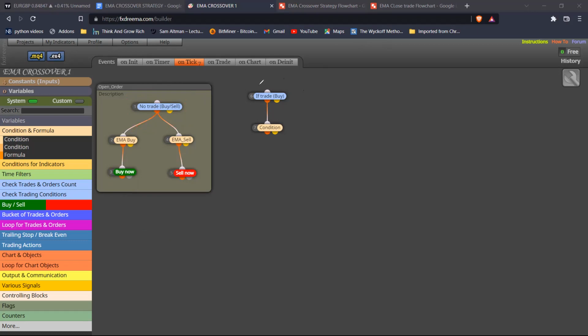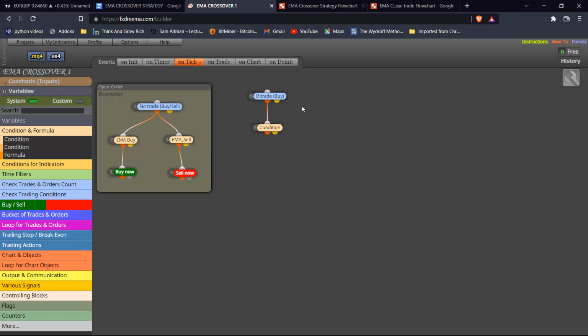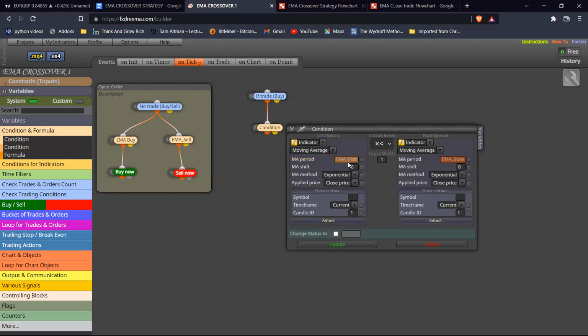However, if it checks and there's a trade running, it will then check this and say, okay, is the trade a buy? If the trade is a buy, it will say, okay, this buy trade is the moving average, is the 5 period now crossing below the 12? If the answer is yes, right? Because remember from our flow chart here, we said, if the 5 is now crossing below the 12, then we want to close the buy because it means we're likely switching over to a down market. And so we've set the parameters here like so, where we looked at this and say, is the 5 period crossing below the 12? Make sure we're looking at the current candle.